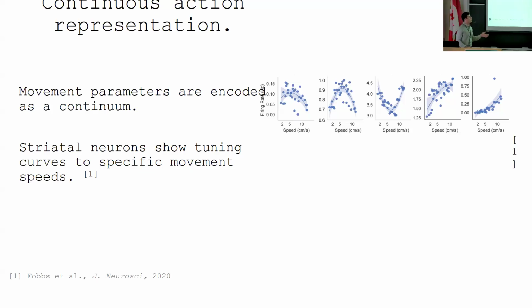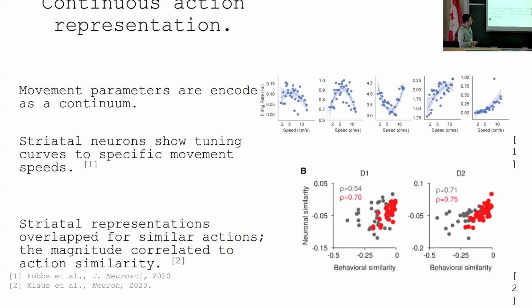As some evidence, so maybe it's a little bit more clear what I mean, within the striatum, which is the input region to the basal ganglia, you see neurons which don't show tuning only to a specific movement velocity, but rather have a tuning curve where they show the largest response to a specific velocity and slightly weaker responses to movement velocities close to that tuned velocity. And additionally, in mice performing more complex behavior, you see this general trend that more similar behaviors are associated with more similar patterns of activity within the striatum.